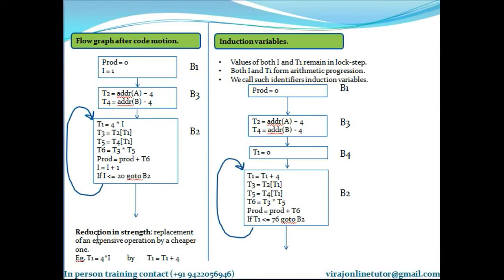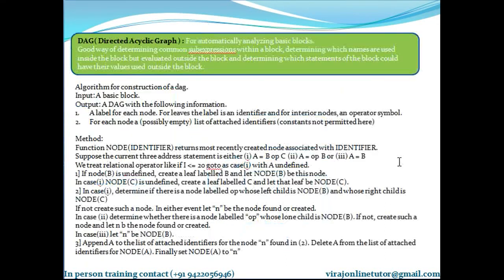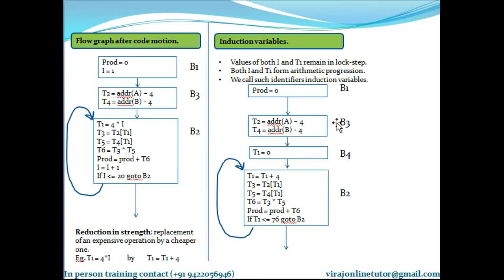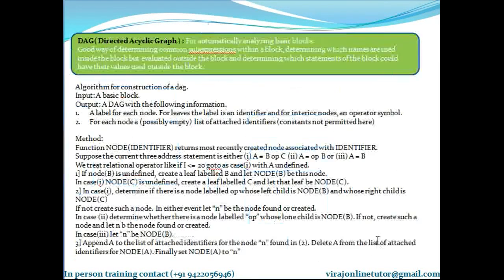Third is reduction in strength. Check whether we can reduce strength. It is the replacement of an expensive operation by a cheaper one. For example, T1 is equal to 4 into I is replaced by T1 is equal to T1 plus 4. Multiplication is costlier than addition. That's why I also use the reduction in strength concept here. So with that, we have seen how, using flow graphs, we have optimized the code.